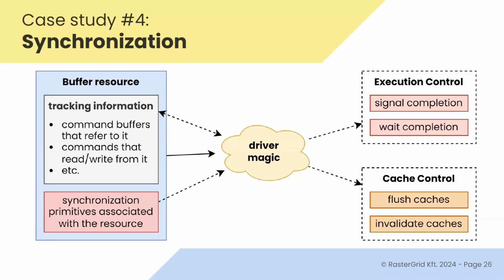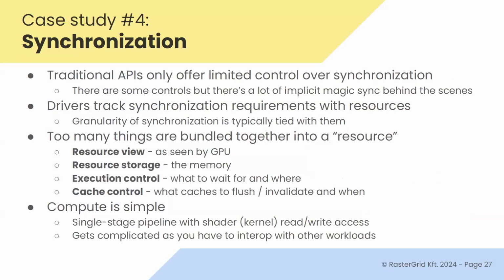Similarly with synchronization, even though you have some synchronization objects exposed in the traditional APIs, really a lot of magic happens in the background. The driver is going to track which command buffers refer to your resource, which commands read and write to it, and even maintain associated synchronization primitives, and then magically will issue at certain points some work completion signals and flushes and invalidations, each of those having costs that you may not be aware of.